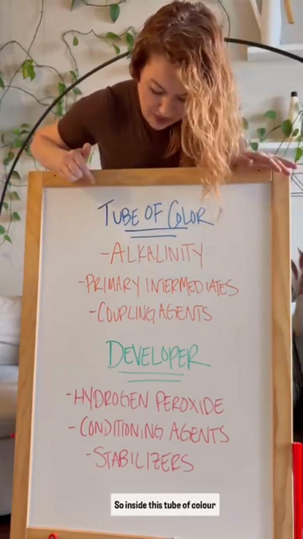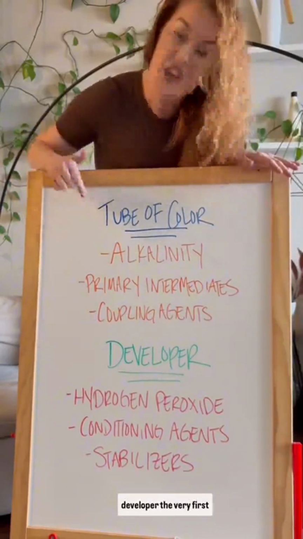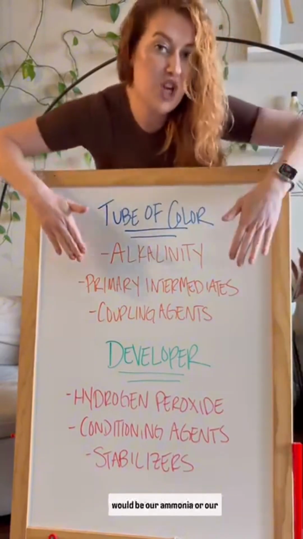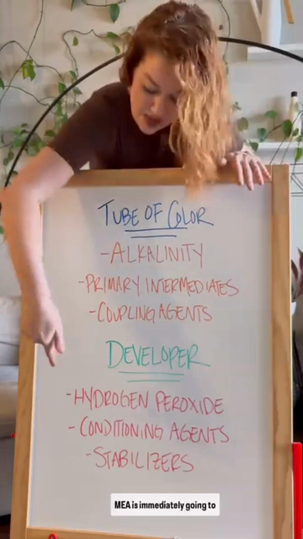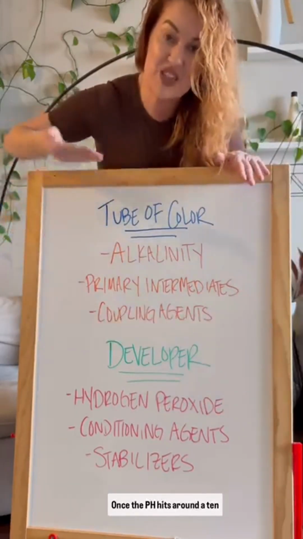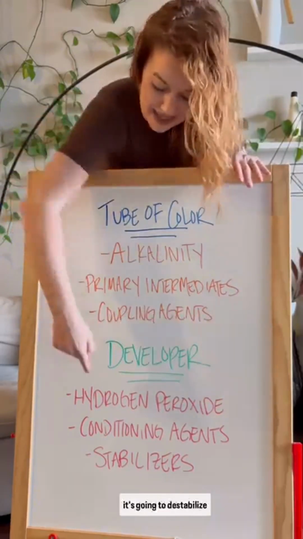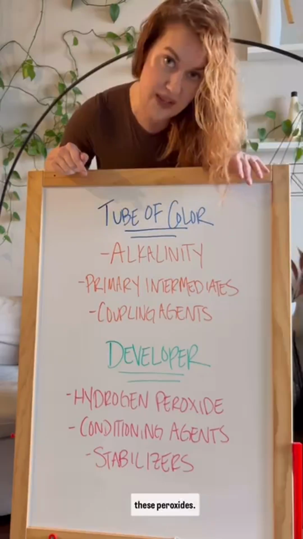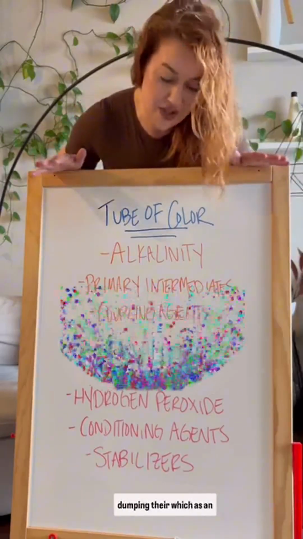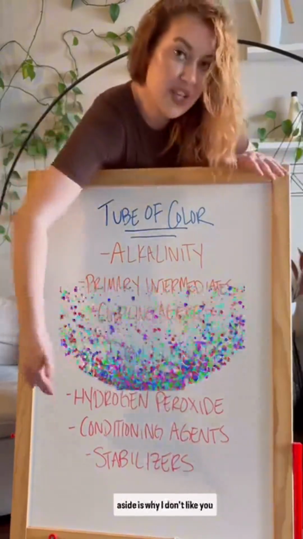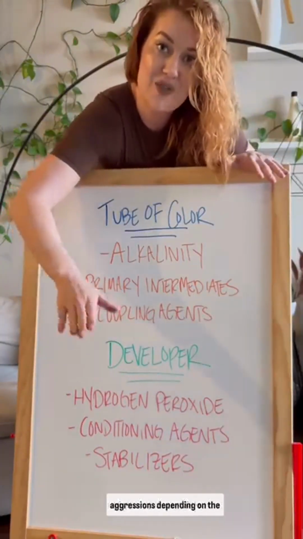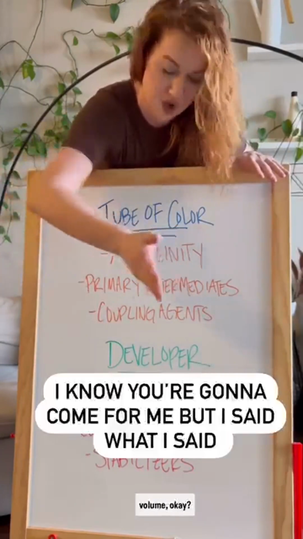So inside this tube of color, when we mix it with a developer, the very first thing that's going to happen is our alkalizing agent, that would be our ammonia or our MEA, is immediately going to start lifting the pH of this chemical solution. Once the pH hits around a 10, it's going to destabilize these peroxides. Once these peroxides become destabilized, they start dumping their oxygen, which, as an aside, is why I don't like you to mix your peroxides together, because that dumping happens at different aggressions depending on the volume, okay?